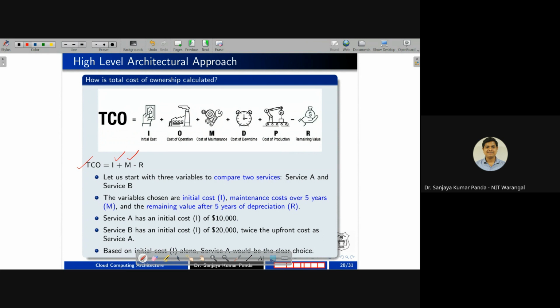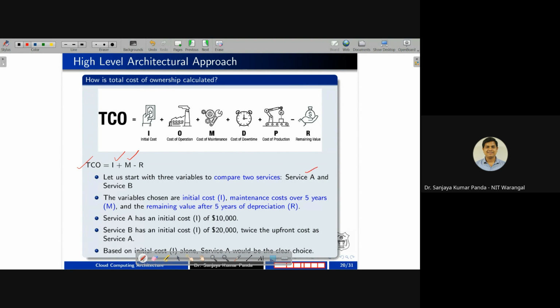Suppose you have two services, A and B. Sometimes your requirement can be fulfilled by multiple providers. So what will we do? We'll see who is giving a cheaper cost, who is providing better service at a cheaper cost. That we are going to select.